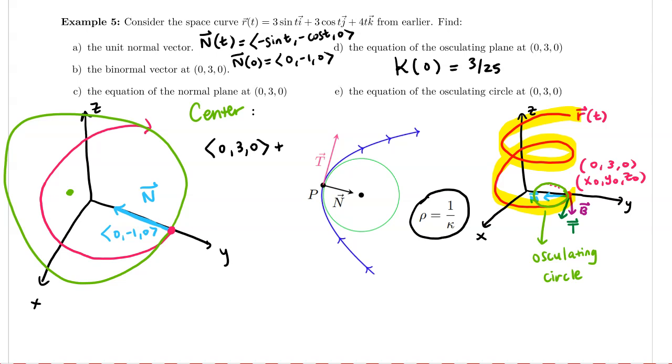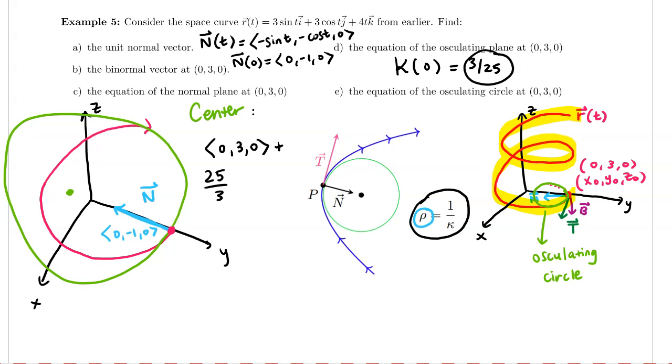And how do I scale it? Well, I'm scaling it by the radius of my circle. So let's see. We found our radius to be 3/25. So if I take the reciprocal, or excuse me, we found the curvature to be 3/25. So the radius is going to be the reciprocal of that.